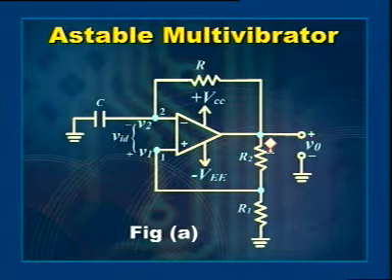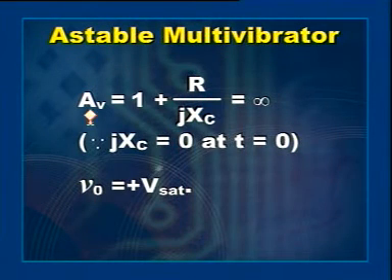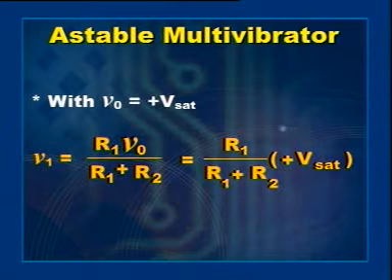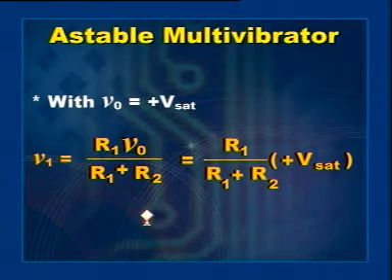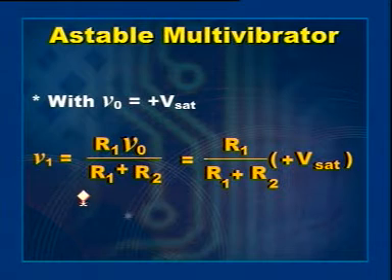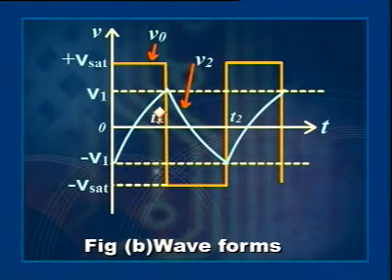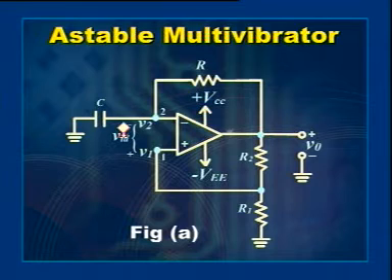Since the initial voltage on the capacitor is 0, it acts as a short circuit. Therefore, voltage gain AV becomes 1 plus R by jXC, equal to infinity, and this infinite gain leads to op amp saturation, which results in V0 equal to plus Vsat. With V0 equal to plus Vsat, we get V1 equal to R1 V0 by R1 plus R2, that is R1 by R1 plus R2 into plus Vsat. V2 rises because the capacitor C starts charging toward V0 equal to plus Vsat through R.